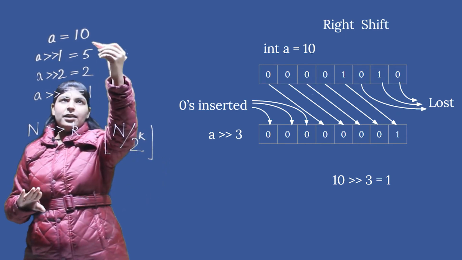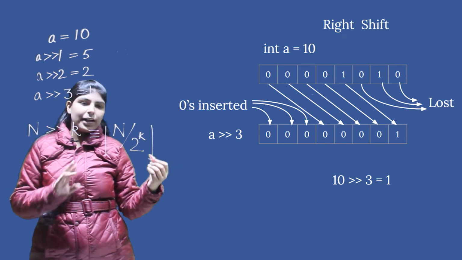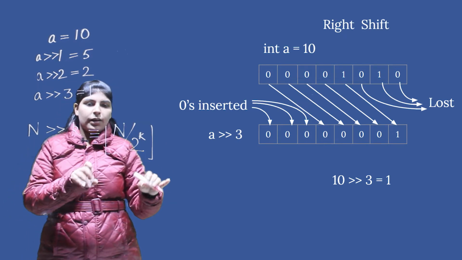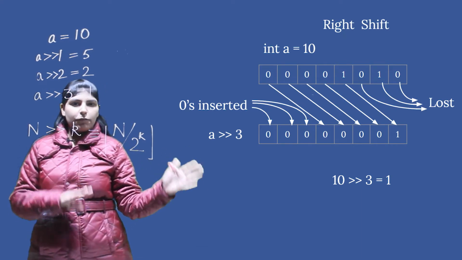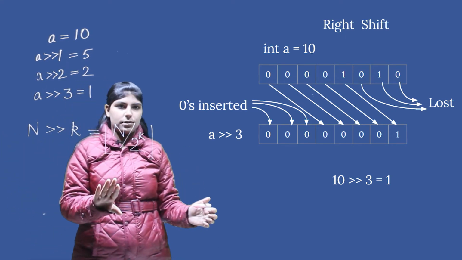So if I have 10, I will get 5. I will not get 5.5. I will get the floor value. In this case, this formula doesn't depend on the lost bits. So irrespective of the lost bits, this formula holds.